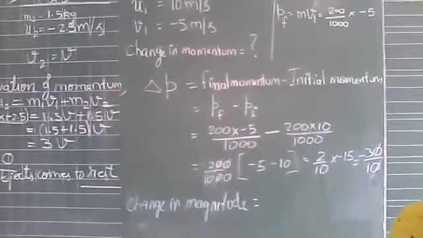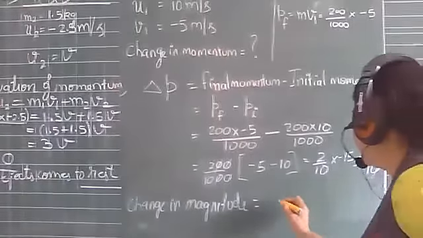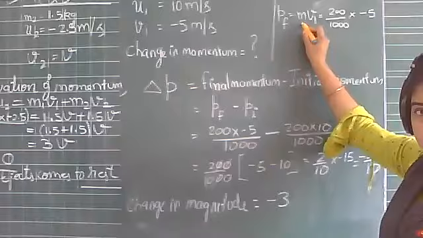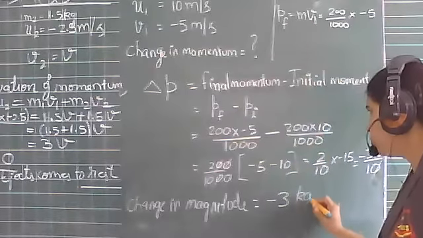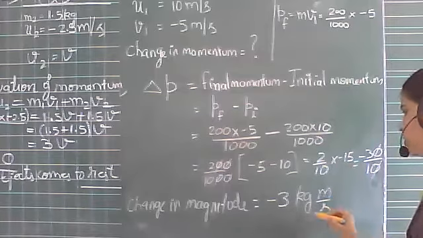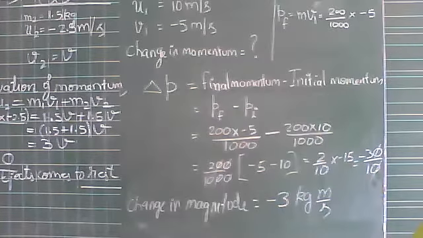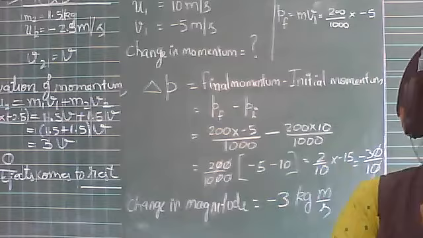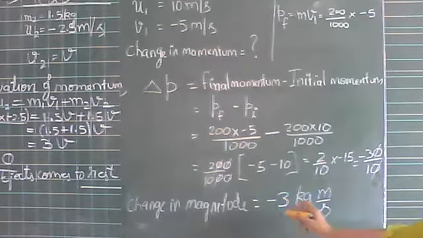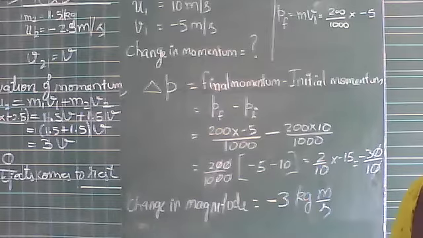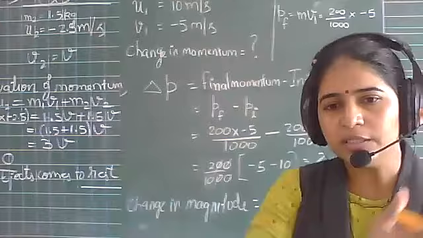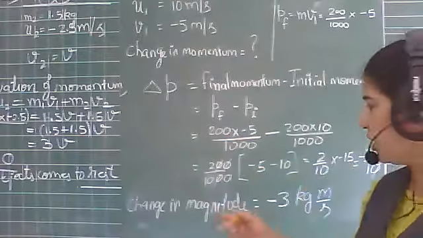So your change in momentum will be minus 3. Now let us put the unit of momentum, right? In momentum what is there? Mass. The unit of mass is kg. And with momentum what else is there? Velocity. The unit of velocity is meter per second. So this is the change in momentum. But in the question they have asked you the magnitude of change in momentum. Right? Here minus 3 came. What does minus 3 show? Minus 3 shows that the change in the momentum is along the returned path. It is going back. So here it has a minus.